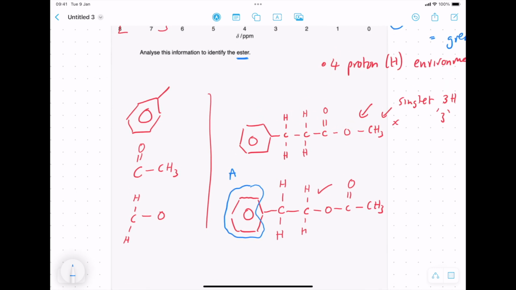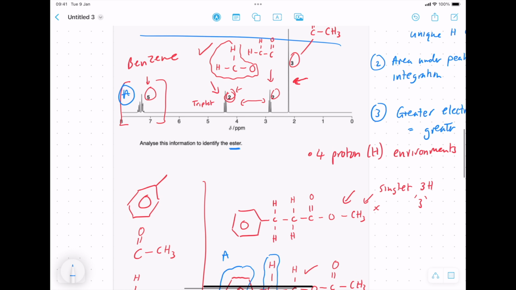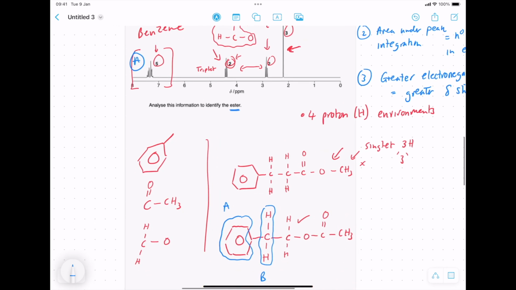We have a CH2 attached to a benzene to the left and a CH2 to the right. So let's call that B. And that would be a triplet. So that one is going to be there. So that's B. Then the other CH2, C, must be that one. So how did I know the C is the triplet to the left and not to the right? It's because of the chemical shift. It's attached directly to an oxygen.